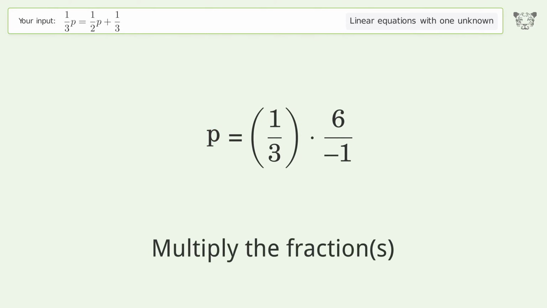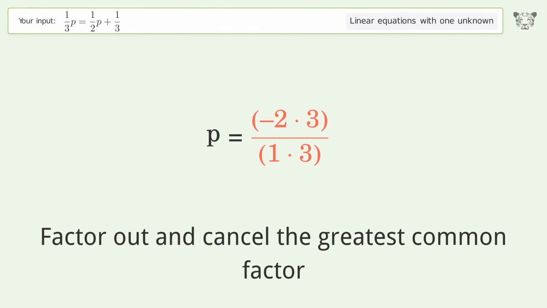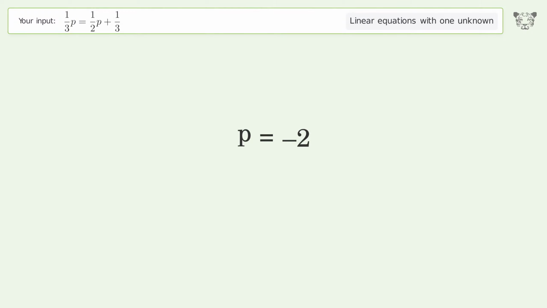Multiply the fractions. Find the greatest common factor of the numerator and denominator. Factor out and cancel the greatest common factor. And so the final result is p equals -2.